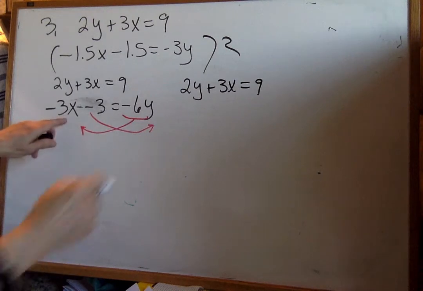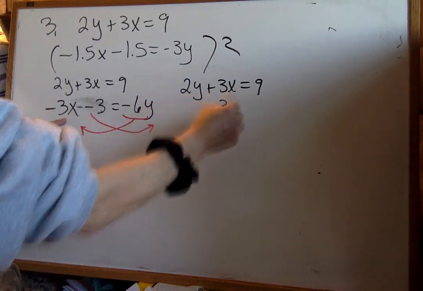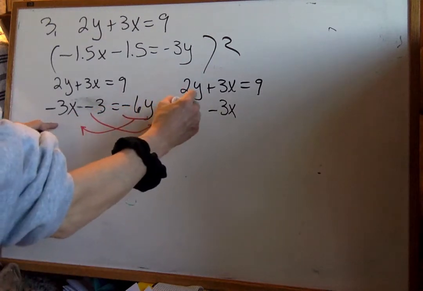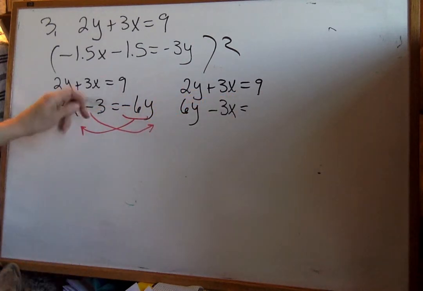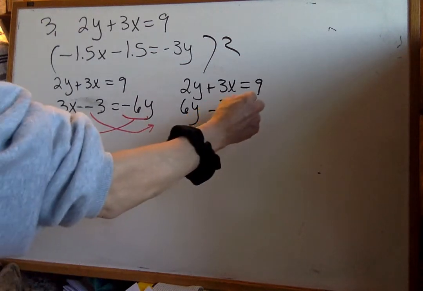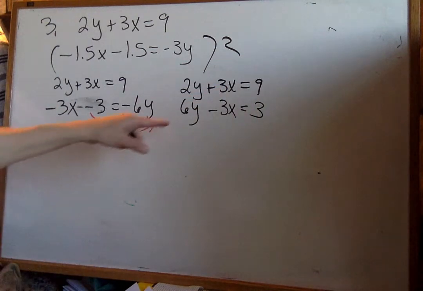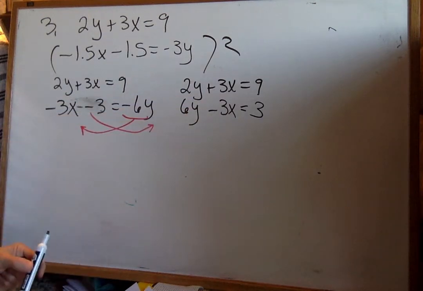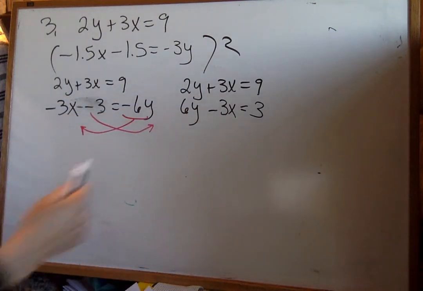So my negative 3x is going to stay. Negative 6y, I'm bringing him over here, so that's going to be positive 6y. My negative 3, I'm sending him that way, so it's going to be 3 over there. And yes, as I rewrote things, I lined up my variables. It just makes it much nicer.